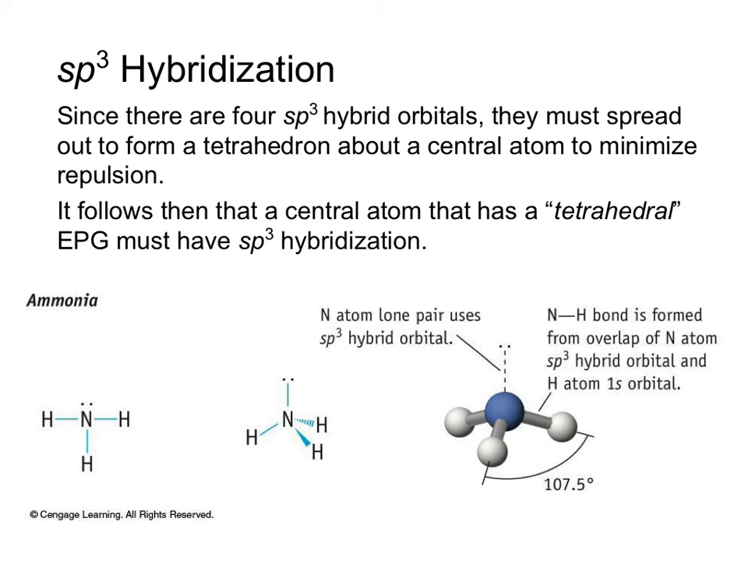And since we now have 4 equal sp3 hybrid orbitals, they must spread out in order to form the classic tetrahedral shape around the central atom in order to minimize that repulsion. And so any atom that has an sp3 hybridization will exhibit the tetrahedral electron domain geometry.